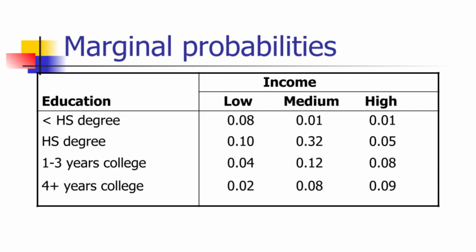Similarly, for income, we know that some low-income individuals did not complete high school. Some have a high school degree, some have 1 to 3 years of college, and some have 4 or more years of college. The total proportion of the population that has a low income would be just the sum of the elements in that column. So it would be 8% plus 10% plus 4% plus 2%, which is 24% of the population.